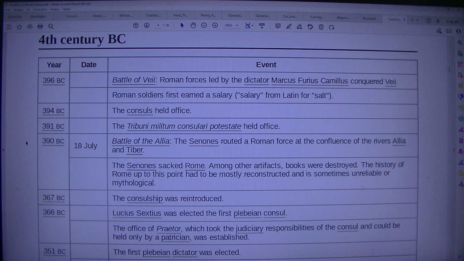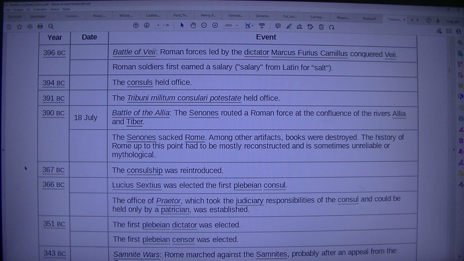367 BC. The consulship was reintroduced. 366 BC. Lucius Sextius was elected the first plebeian consul. The office of praetor, which took the judiciary responsibilities of the consul and could be held only by a patrician, was established. 351 BC. The first plebeian dictator was elected. The first plebeian censor was elected.